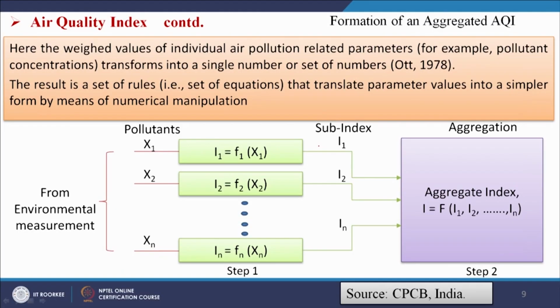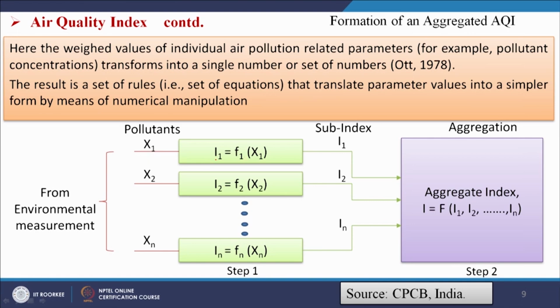Now, we will discuss how we can develop the AQI or aggregated AQI, that is, collectively what is the impact. For that we need to develop sub indices for individual pollutants, and then we will get the aggregate of those. The sub index of any pollutant will be related to the concentration of the pollutant. So, there will be some mathematical relationship, and here you see from environmental measurement we get the concentration of different pollutants. Those pollutant concentrations will be transformed into sub indices corresponding to each pollutant.